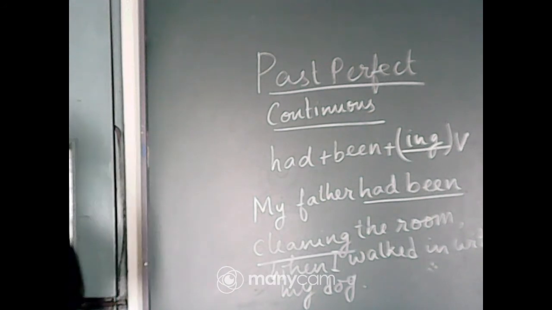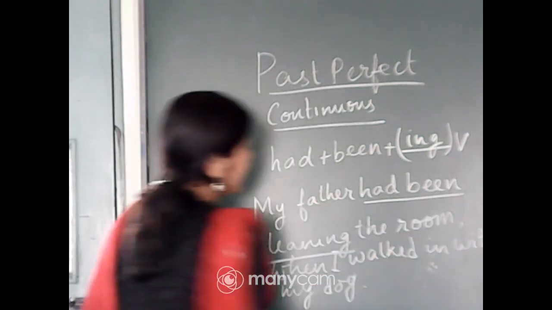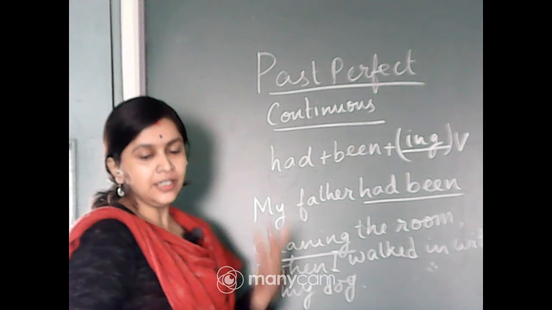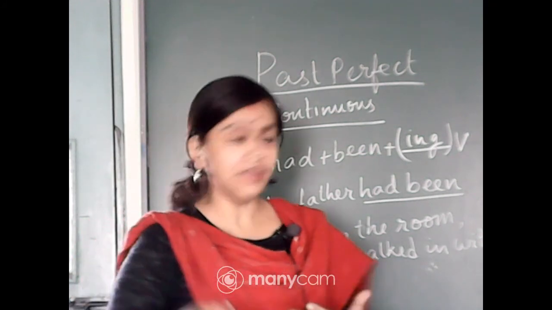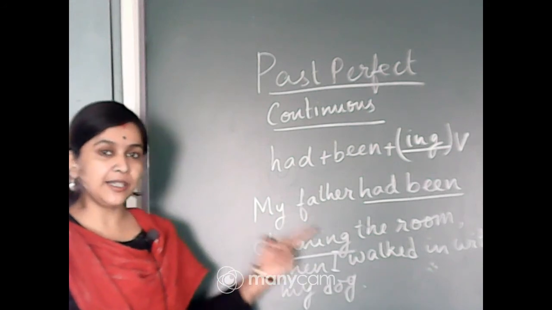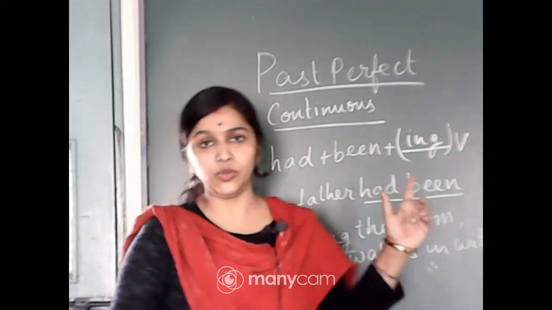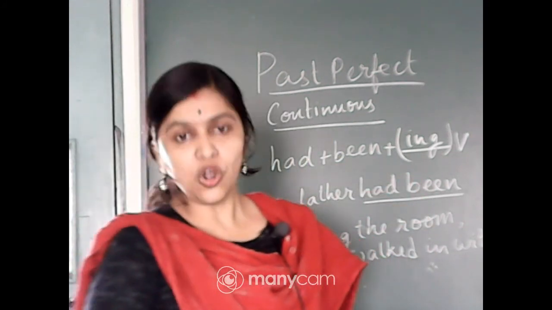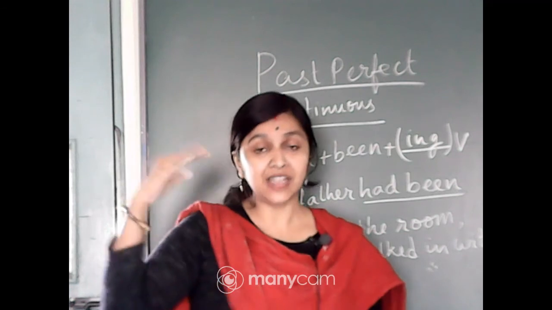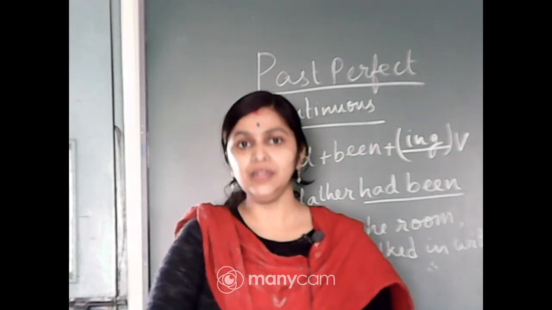It means that this incident has been happening for quite some time in the past. Two incidents are recorded. First incident had started in the earlier past and it was still progressing when the second incident happened. Okay. So, for these special and specific cases, we are going to use the past perfect continuous tense, for an action which has begun sometime in the earlier past and was still in progress when the second incident happened.